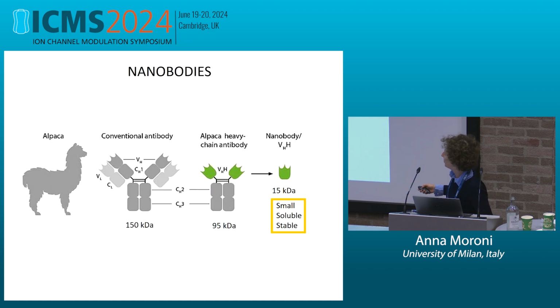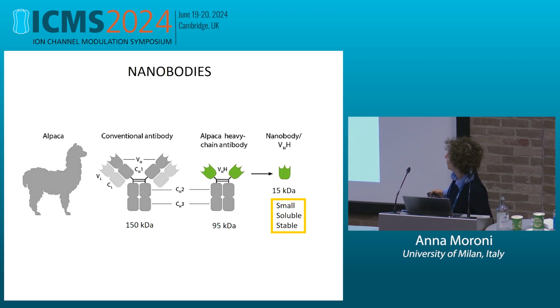And I don't have to introduce the qualities of nanobodies to you. These are camelid-derived nanobodies, and they are very small compared to the other antibodies. They have other properties. They are soluble and they are stable. But the smallness is one of the best characteristics because they can enter crevices within the protein where probably the larger antibody cannot reach.